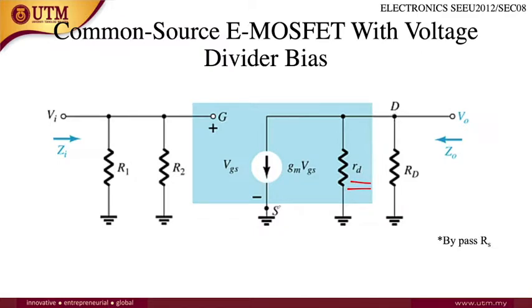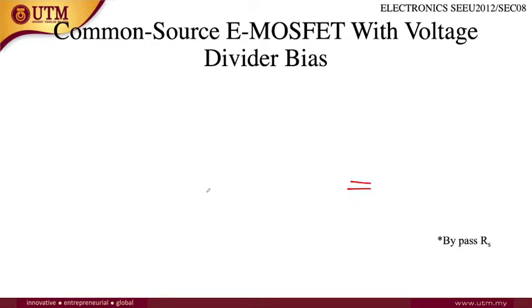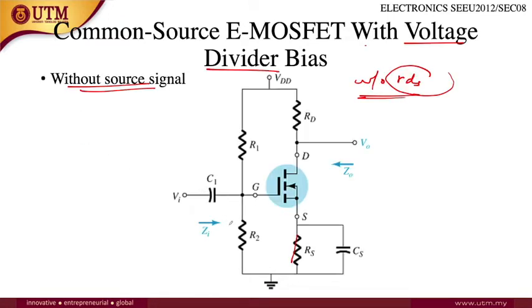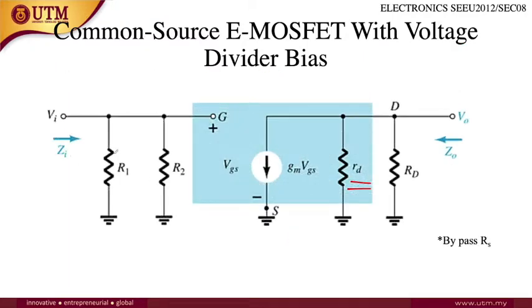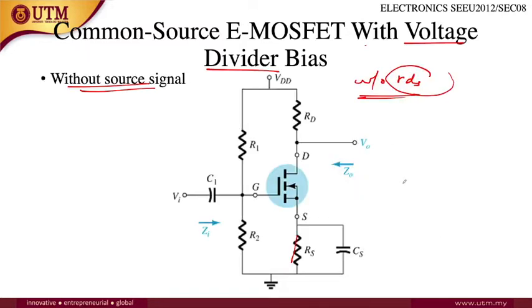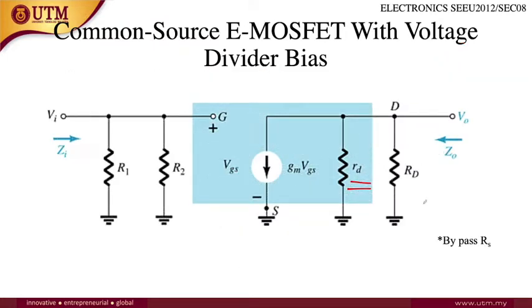Okay, so this is the drain, this is the source, this is the gate, this is R1 and R2. The input impedance is at this point, which is at R1 and R2. The output impedance is at VO. So bypass RS, yeah. RS is not included inside this AC equivalent circuit.